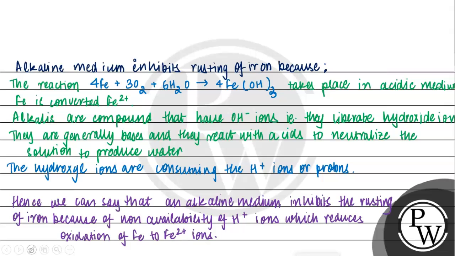तो ये हमारा आंसर हो गया सेकेंड पार्ट का. Alkaline medium inhibits rusting of iron because of non-availability of H+ ions and reduces oxidation of Fe to Fe2+ ions. ये इसका explanation होगा.